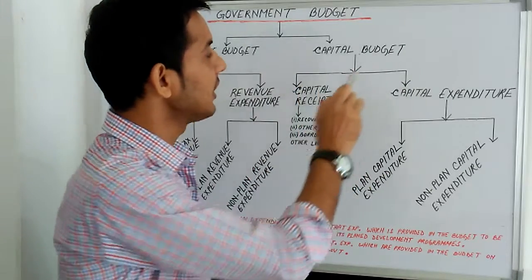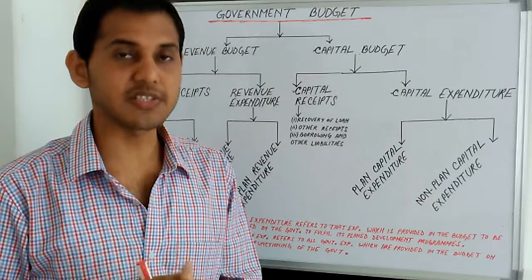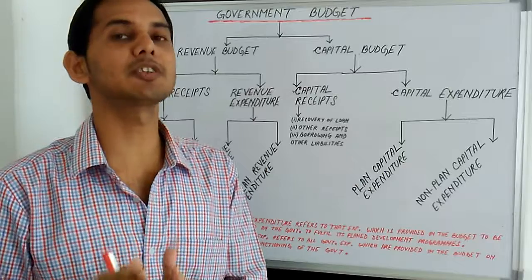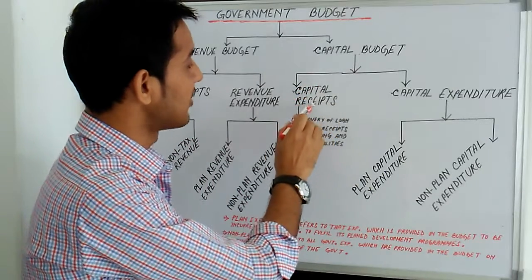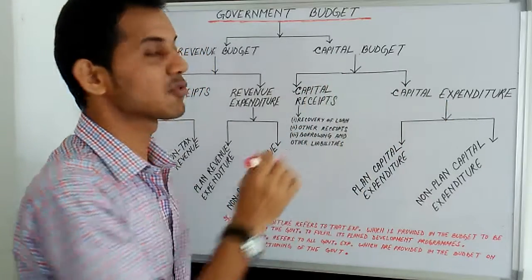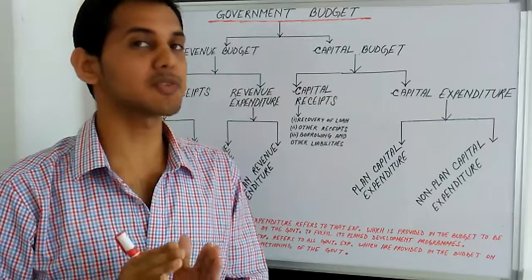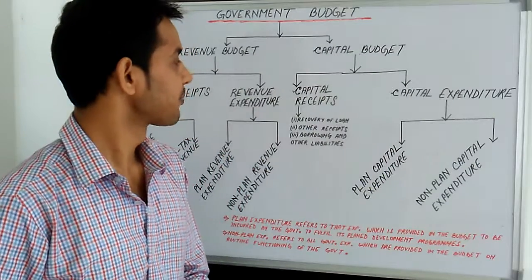Next, capital budget. So capital budget is an account of assets as well as liabilities of the government. It consists of capital receipts and capital expenditure. And the capital budget shows the capital requirements of the government and the pattern of their financing.